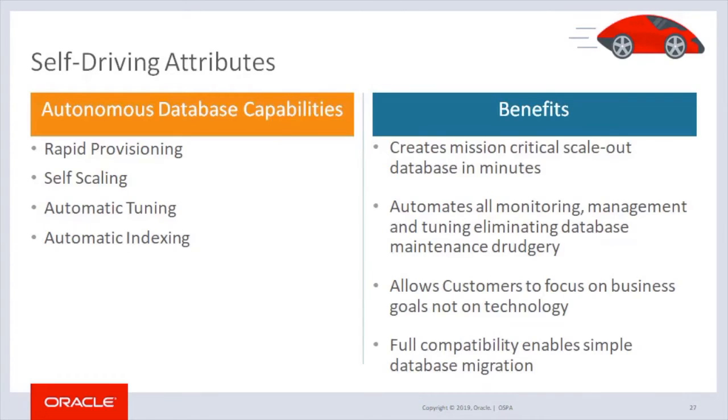The Autonomous Database self-driving capabilities include rapid provision, self-scaling, automatic tuning, and automatic indexing. Together, these capabilities provide the ability to provision a database in minutes with automated management, monitoring, and tuning. It gives you time to focus on innovation instead of daily mundane tasks. Let's take a look at the capabilities in greater detail.